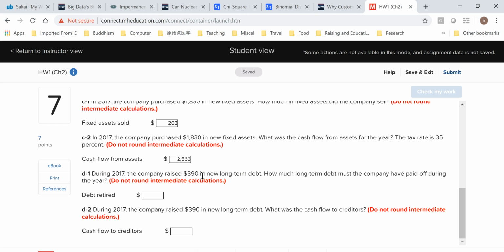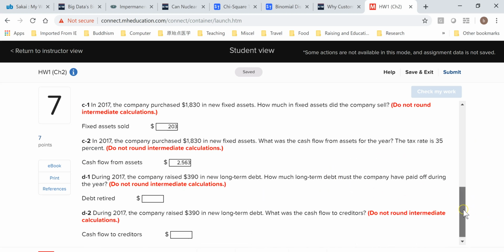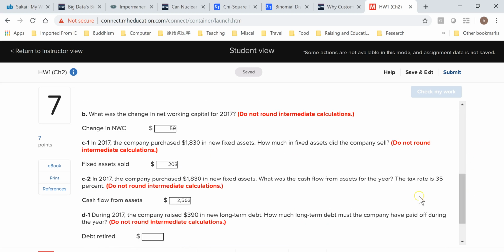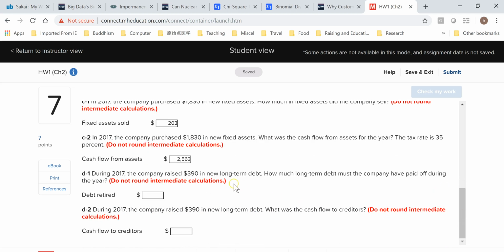So this question is kind of similar to what we just did, because here we are provided with the new long-term debt. So it's asking how much long-term debt the company has paid off. And the difference between the new long-term debt and the long-term debt the company paid off is the net change in long-term debt. And the net change in long-term debt is basically we can get from the balance sheet, right? Taking the difference between the two years' levels. So I think it's quite straightforward to figure out.